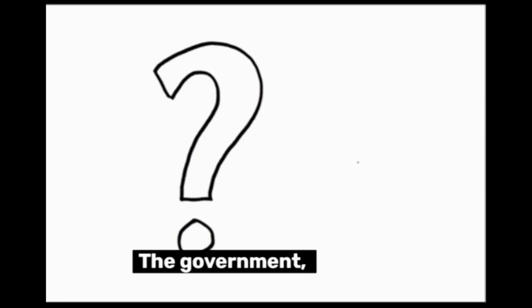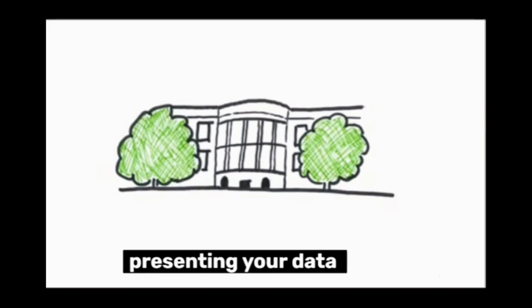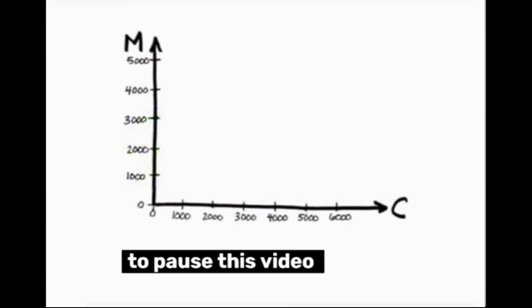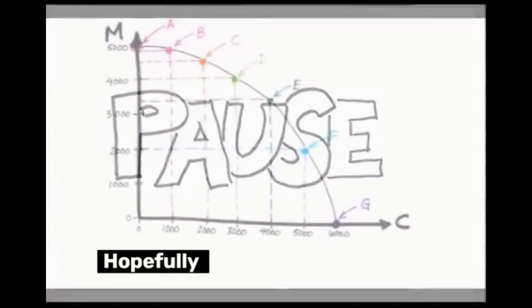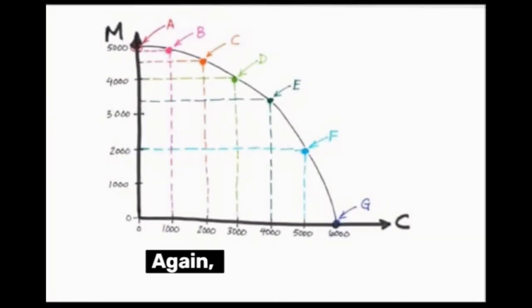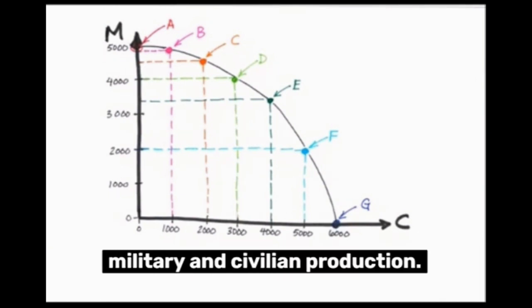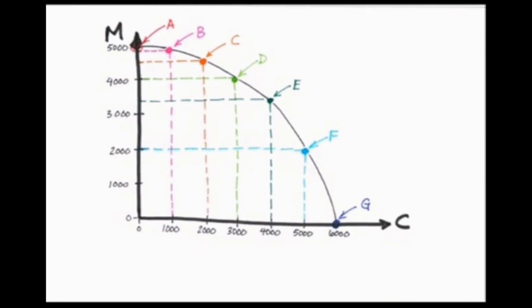That's right, the government. Let's say that you're not only an economic analyst, but you're also presenting your data to the White House. Visuals are good, so take a few minutes now to pause this video, and map out the combinations with military on the vertical axis and civilian on the horizontal. Hopefully, yours looks something like this. Again, it illustrates the inverse relationship between military and civilian production. The bowed-out shape shows the increasing opportunity cost.